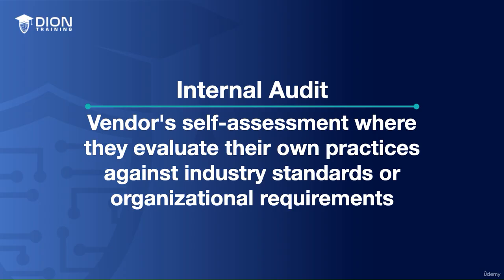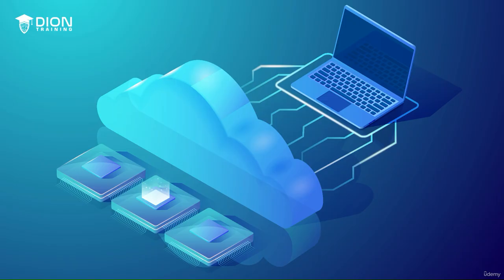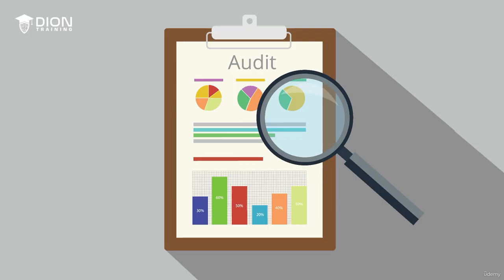Now, another element that instills confidence in vendor security is evidence of internal audits being conducted. An internal audit refers to a vendor's self-assessment where they evaluate their own practices against industry standards or organizational requirements. For example, a cloud service provider might regularly audit its data protection measures to ensure that encryption protocols are up to date and effectively implemented. Now, when a vendor can present evidence of consistent and comprehensive internal audits, this does serve as a testament to their commitment to security and quality.